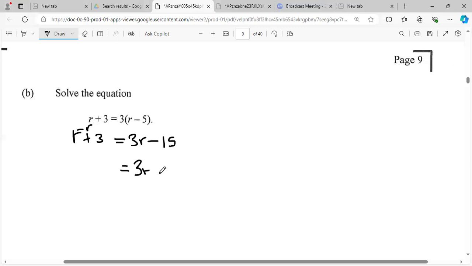So I'm going to minus r from this side. I already have the 3 over here, so now I'm going to add 15, because I have to take the inverse of the 15 as well. So I'm going to add 15.